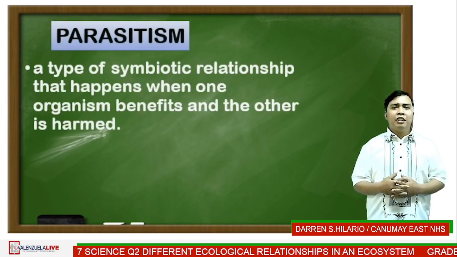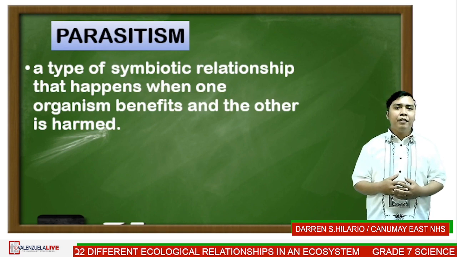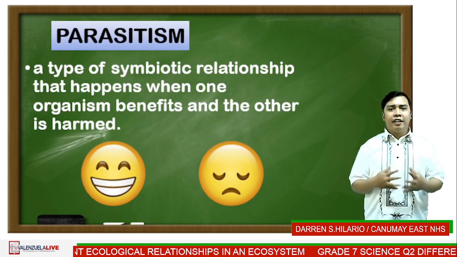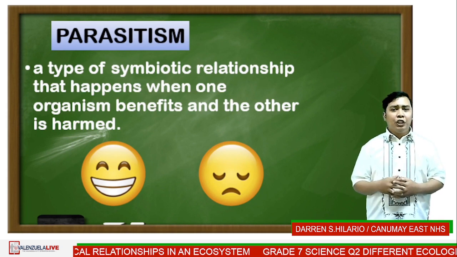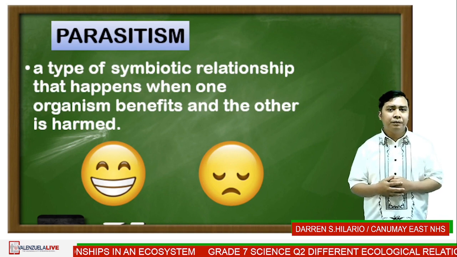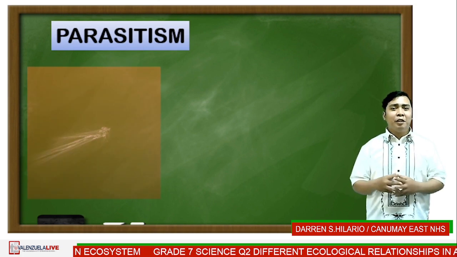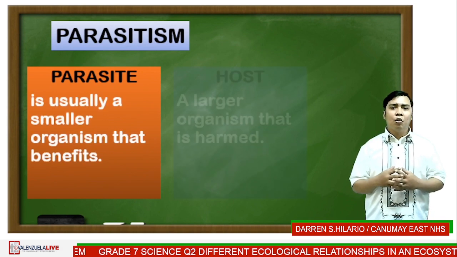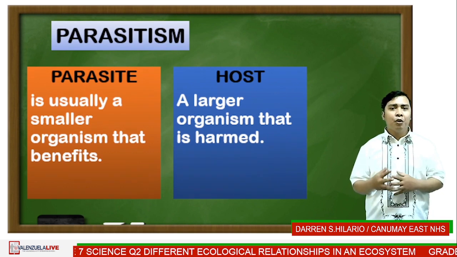The next symbiotic relationship is parasitism. Parasitism happens when one organism benefits and the other is harmed. Their interaction is positive and negative since one species benefits and the other is harmed. Do you have an idea what we call the organism that benefits in this relationship? Correct. The organism that benefits in parasitism is called a parasite, and the other that is harmed is the host. The parasite is usually a smaller organism compared to the host.